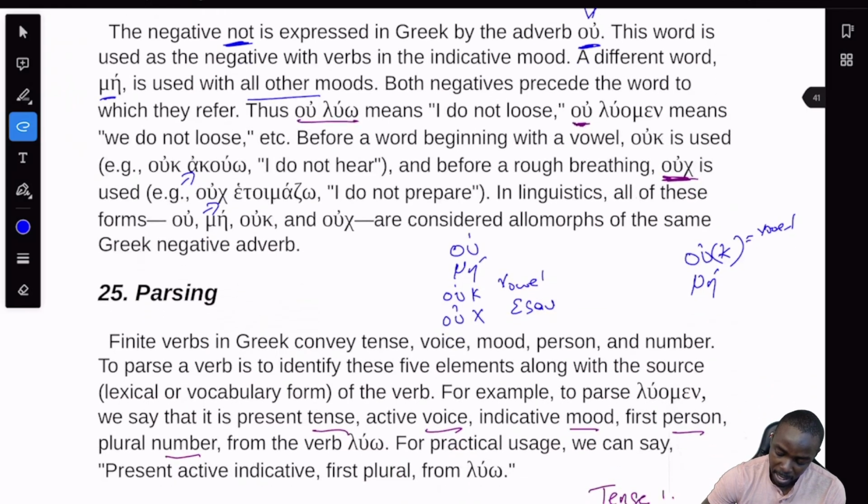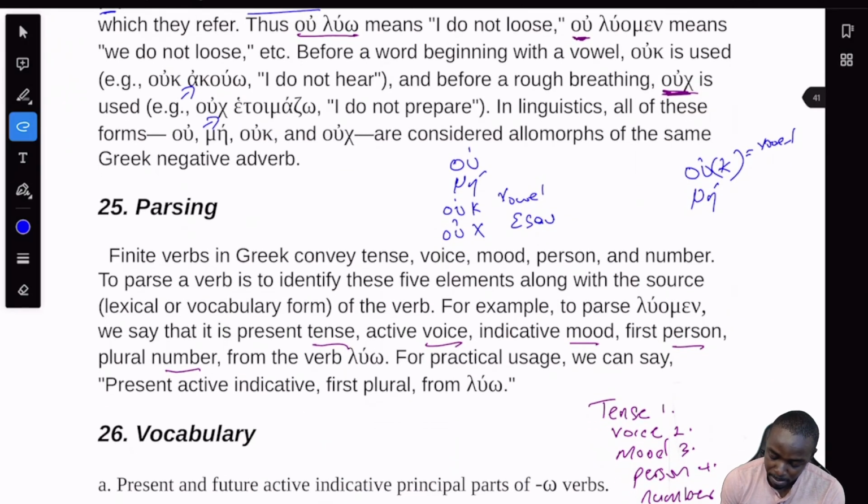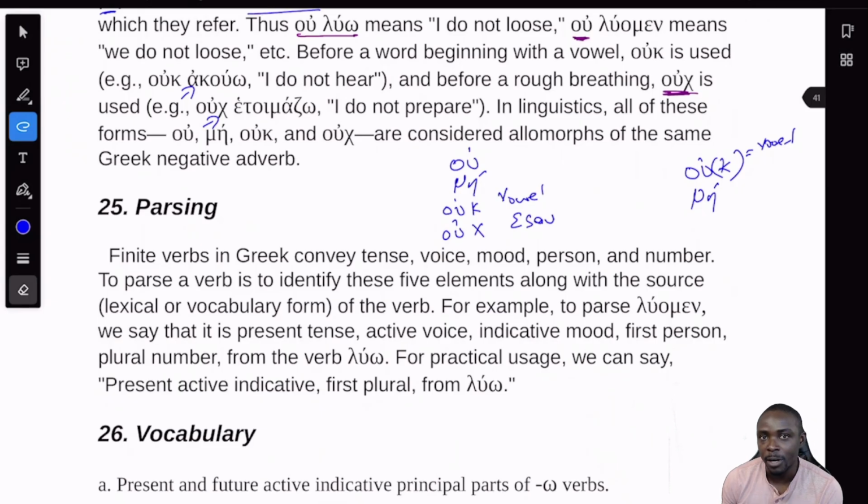Now, this is going to be one of the most important parts, which is parsing. When it comes to parsing, it's very important because you have to be able to break down a verb to know what's going on with that verb. This is going to tell you whether it's imperative, subjunctive, infinitive, or indicative. Parsing tells you whether it's second or third person, what the tense is, if it's present, future, or past tense. All of that you put in one category called parsing. So let's see what it says.